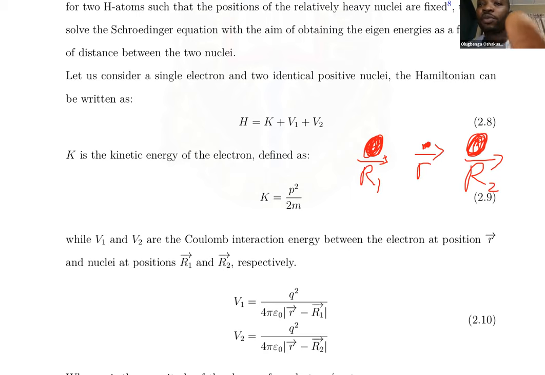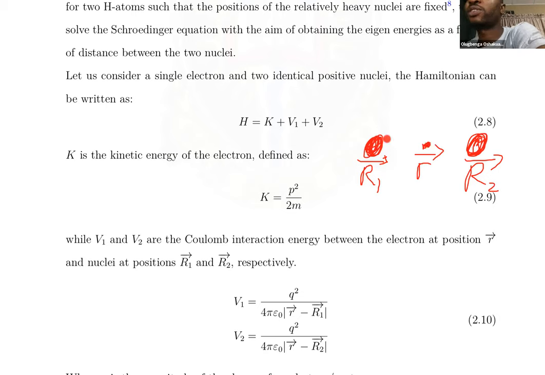So imagine these are the positions as specified, and only the electron is in motion. The assumption is because we believe that the electron is lighter than the nucleus. At least in this case, let's imagine that we are dealing with just hydrogen atoms. The nucleus of a hydrogen atom would have a proton, and we know that the electron is about 1,800 times lighter than the proton. So for that reason, it's easy to assume that the nucleus is fixed while the electron is in motion.